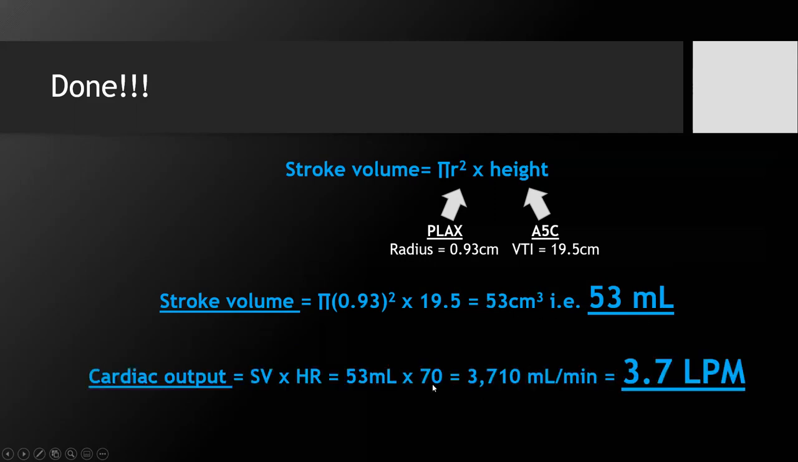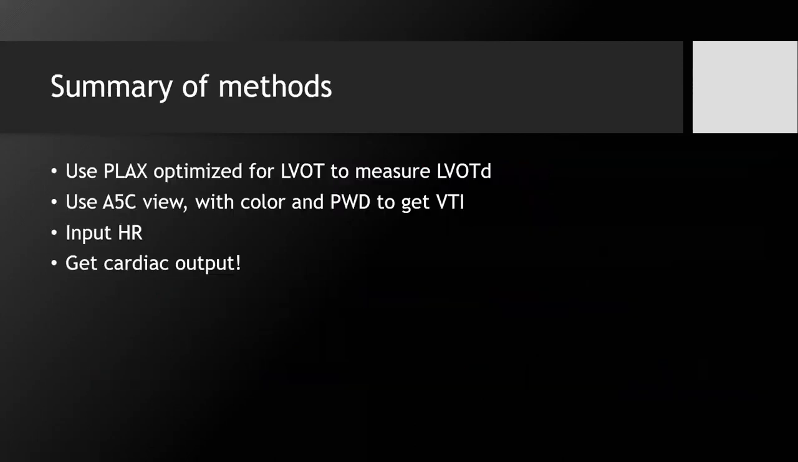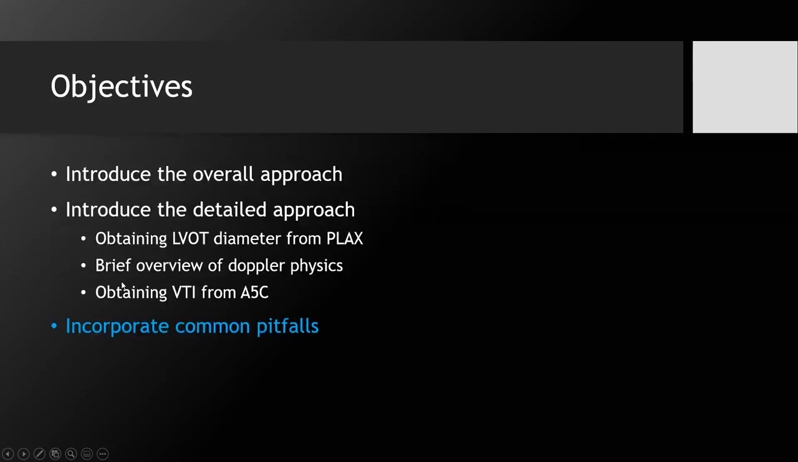And if you multiply that by the heart rate of 70, 3.7 liters per minute. Again, you don't have to calculate this because the machine is doing it for you. Right there. Okay. So again, we use the parasternal long axis optimized for the LVOT to measure LVOT diameter. We use the apical 5-chamber view with color and pulse wave Doppler to get your VTI. Tell the machine the heart rate, you get cardiac output.